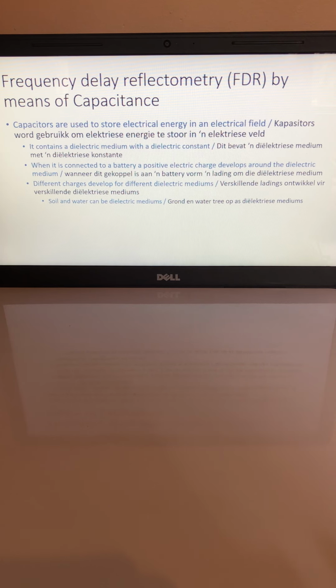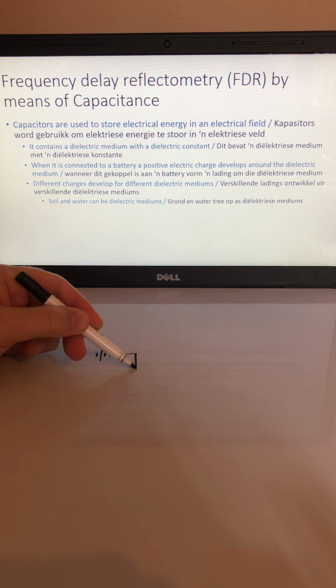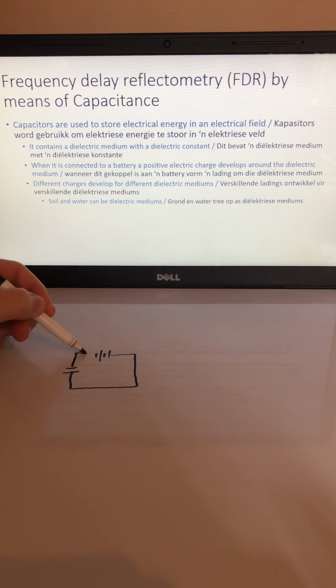Capacitors are used to store electrical energy in an electrical field. If you remember from high school, maybe you've got a circuit like this, and you have a capacitor in your electronic circuit. The thing in the middle is called the dielectric medium, and it has a dielectric constant. When it's connected to a battery like this, your current will flow through your circuit and get to your capacitor, and then you'll have an energy field or a charge, usually a positive charge, around your capacitor.